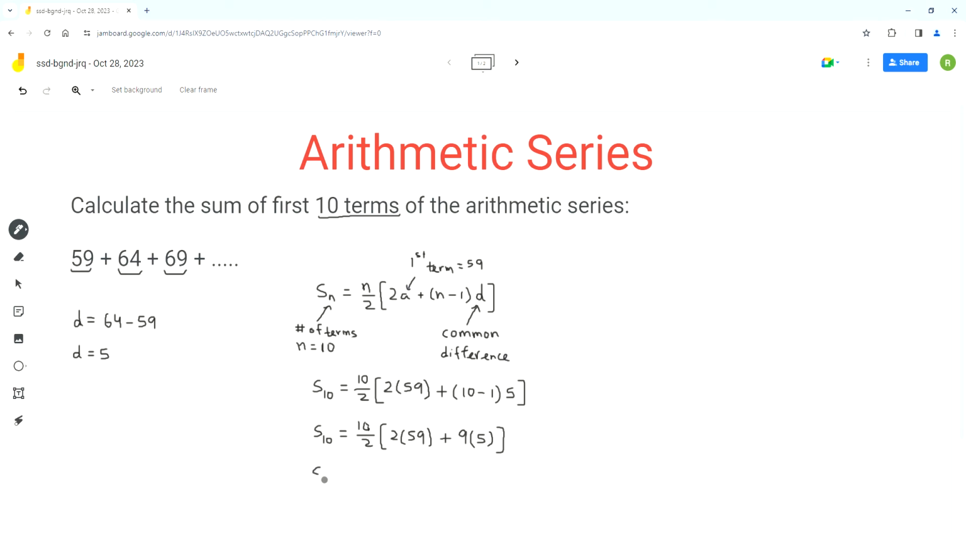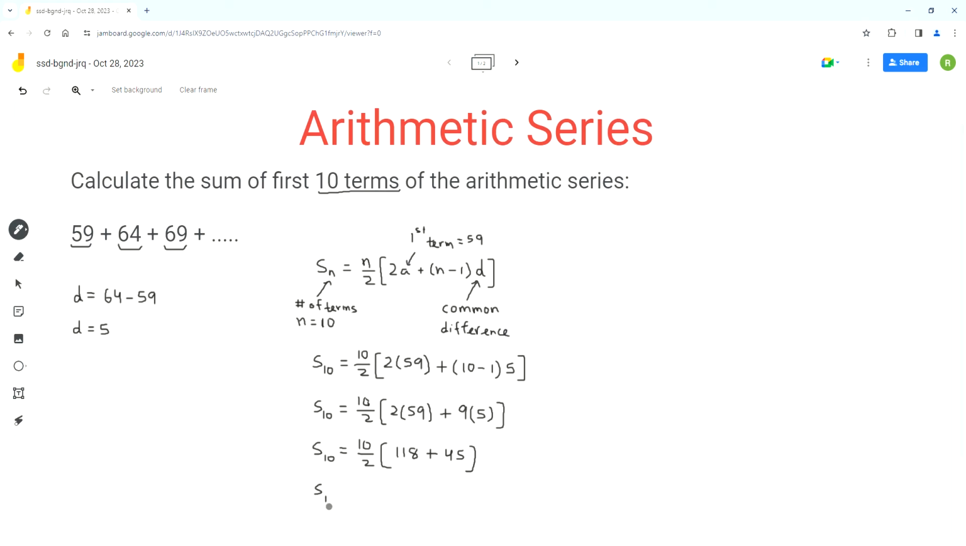So we can do 2 times 59. So 2 times 59 is 118. Plus, now we can do 9 times 5, which is equal to 45. We can add the numbers in the brackets. So the next step is, so S10 equals 10 over 2. So now we have to add 118 and 45. So I got 163.